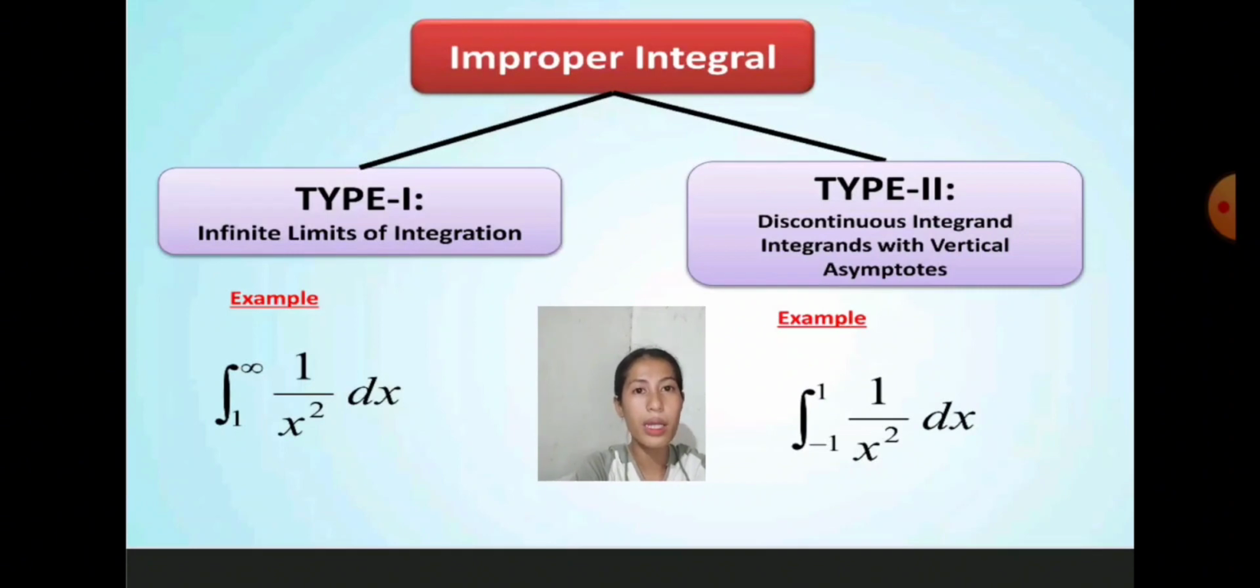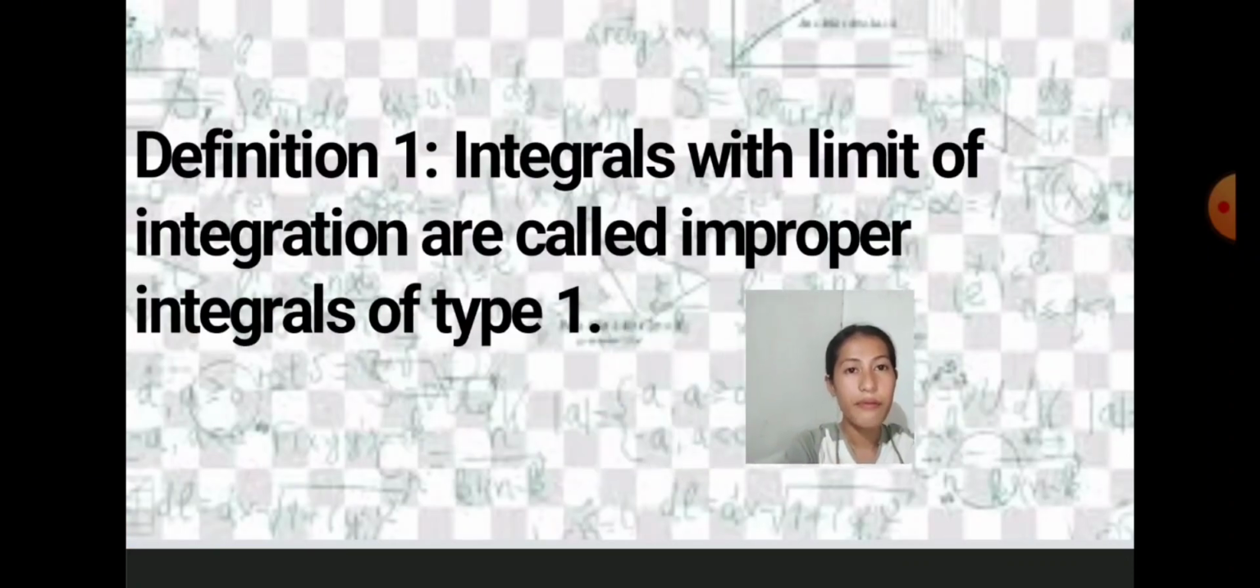Type 1: infinite limits of integration. For example, the integral of 1 over x squared dx from 1 to infinity. Type 2: discontinuous integrands, or vertical asymptotes. For example, the integral of 1 over x squared dx from negative 1 to 1. Then, definition 1.